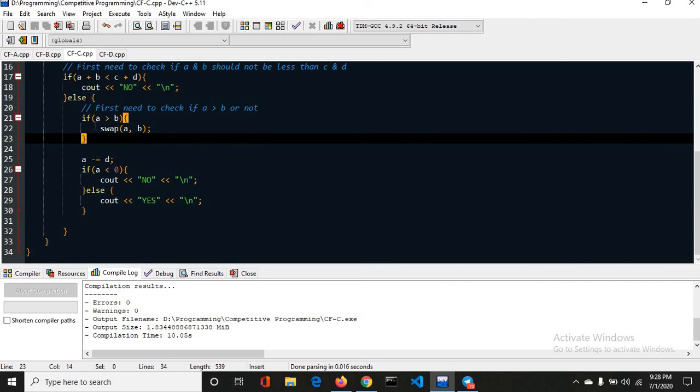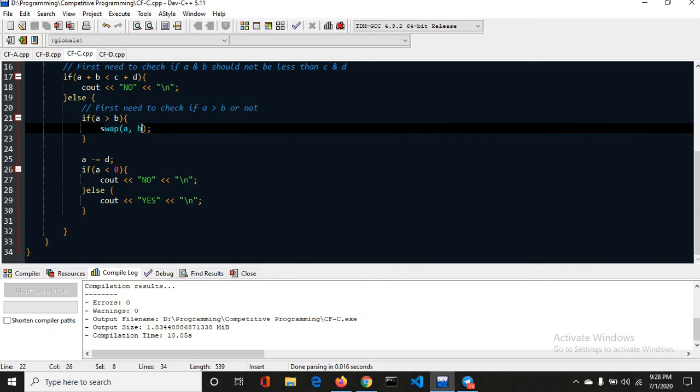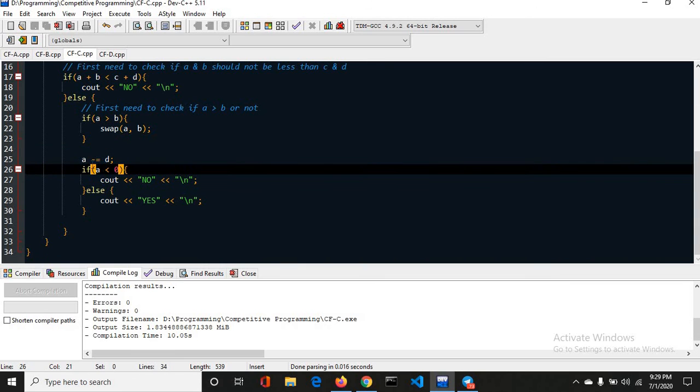Let's see the further approach. If a is greater than b, that is vanilla is greater than chocolate, I will swap them. Now the second type of guest gets all the vanilla cookies if a is less than b. If a is greater than b, then the second type of guest gets all the chocolate cookies. And if at any moment a is less than 0, that is the second type of guest is unsatisfied, then I will print no. If they are satisfied, I will print yes.